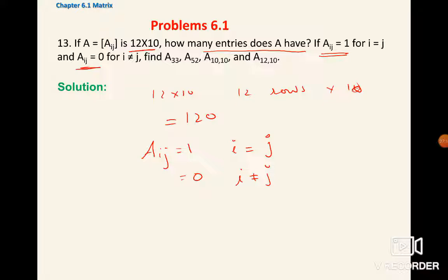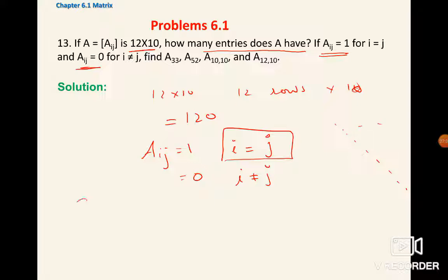So when this is not a square matrix, actually there are 12 rows, 10 columns. We don't need to write the entire matrix right now, isn't it? We just need to identify when it will be 1 and when it is 0. That's it. When i is equal to j, the entry will be 1. i equal to j appears only in the leading diagonal. All other entries are zeros.